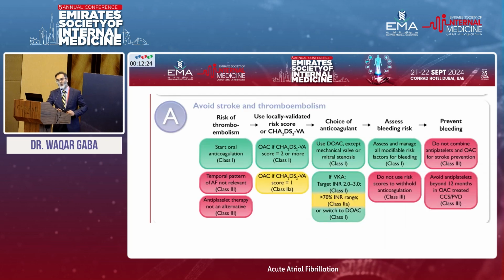What's A? Avoid stroke and thromboembolism. Most of you are aware about it. We have heard about it. So let's take them more in detail. So what we're talking about, that we risk stratify the patients, and I'll talk about this new CHA2DS2-VA score. Start oral anticoagulation class 1, and let's go in more detail in the next slide.